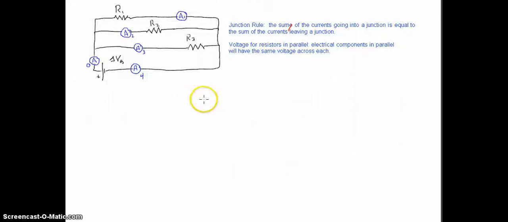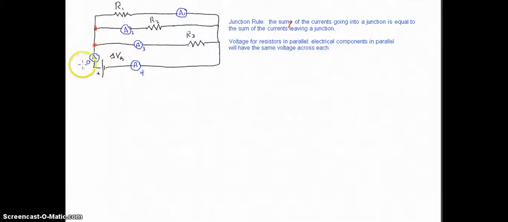And then the other key idea is the voltage for resistors in parallel. Electrical components in parallel will have the same voltage across each. So we have to keep this in mind when analyzing this circuit. And for this, we're going to come up with a derivation for resistors in parallel. Alright, so leaving the battery, we have our original current, our current for the whole circuit. We're just going to refer to this as I subscript 0, or I naught. As it approaches this first one, the current will split into 2.